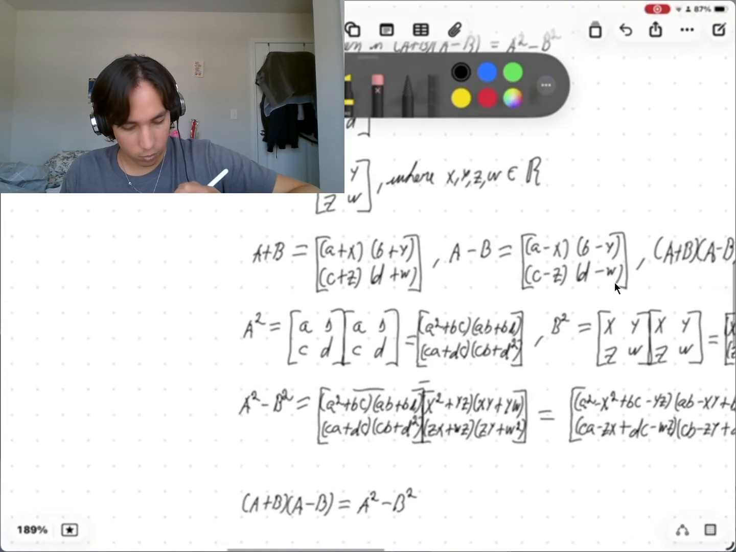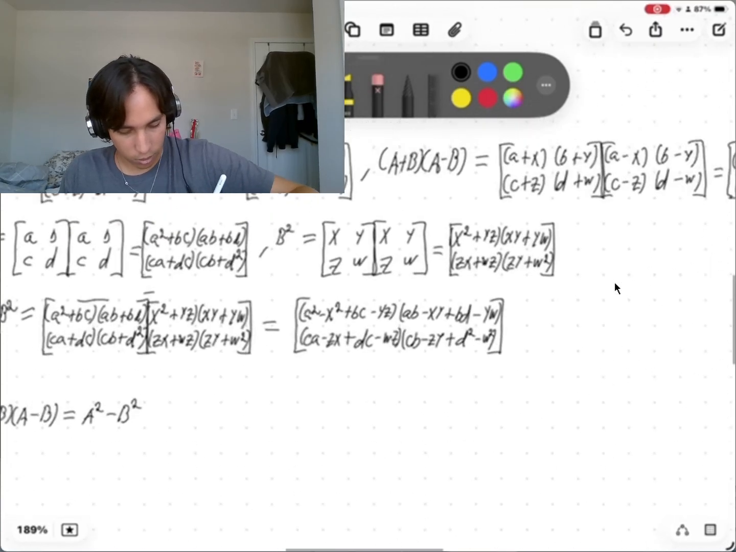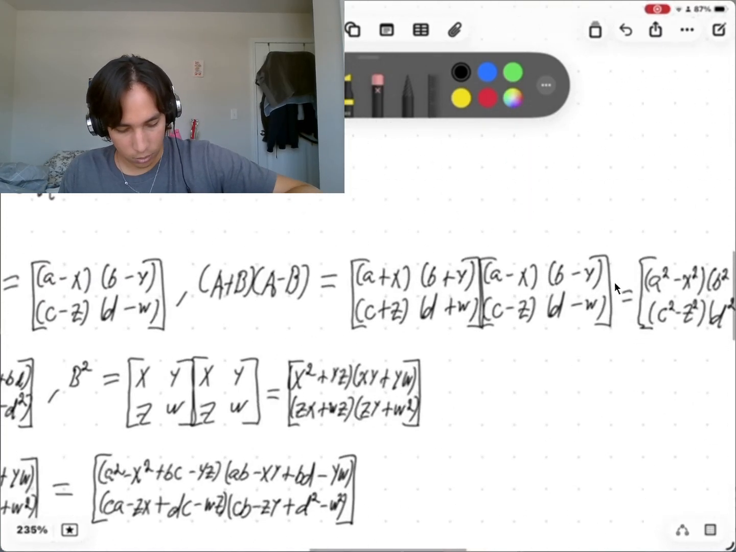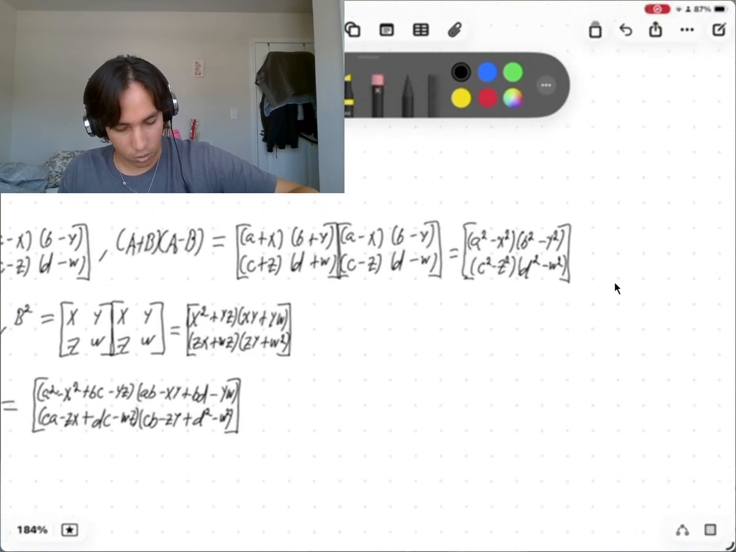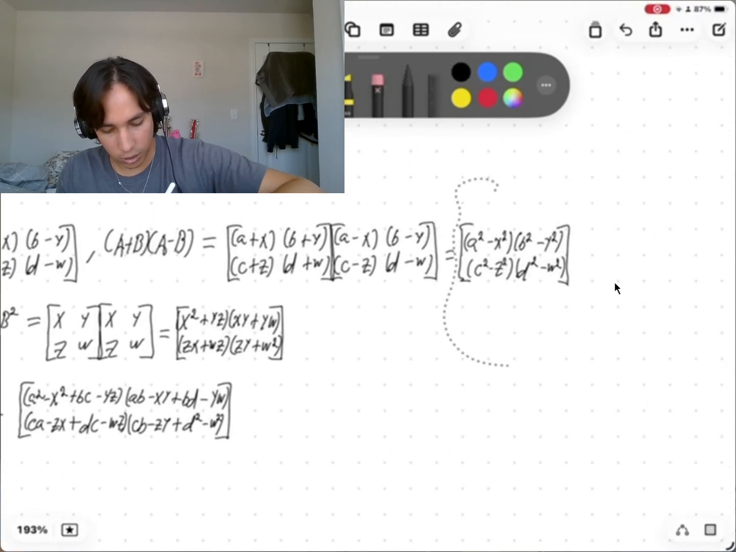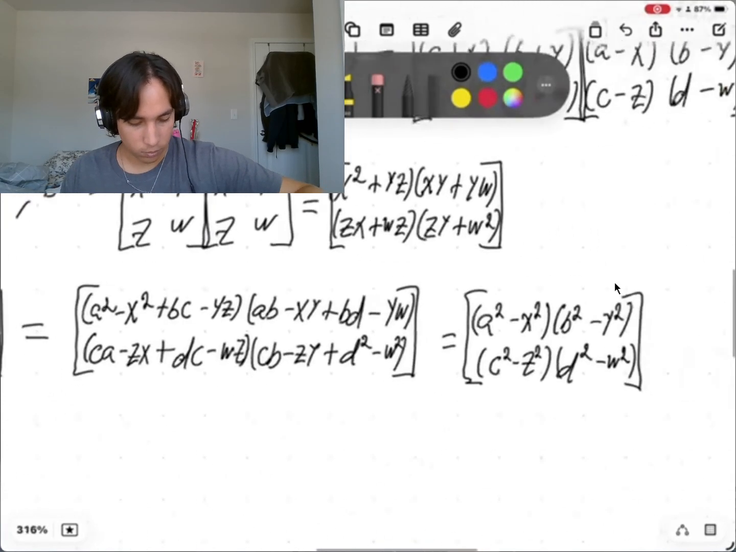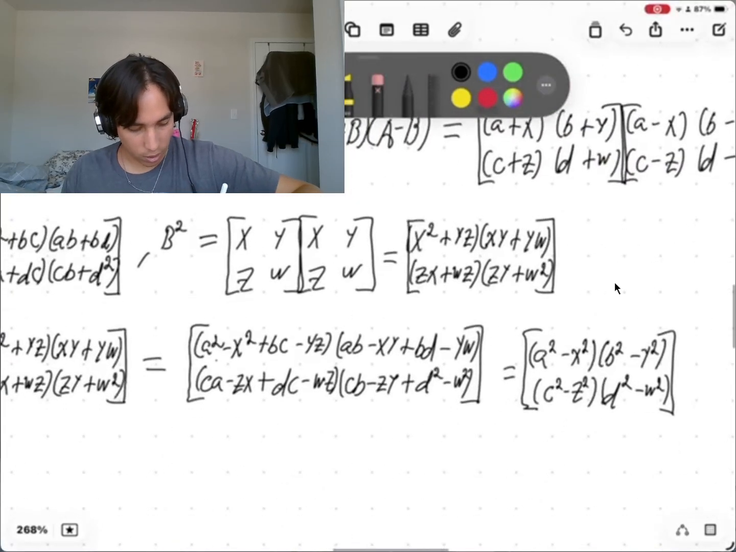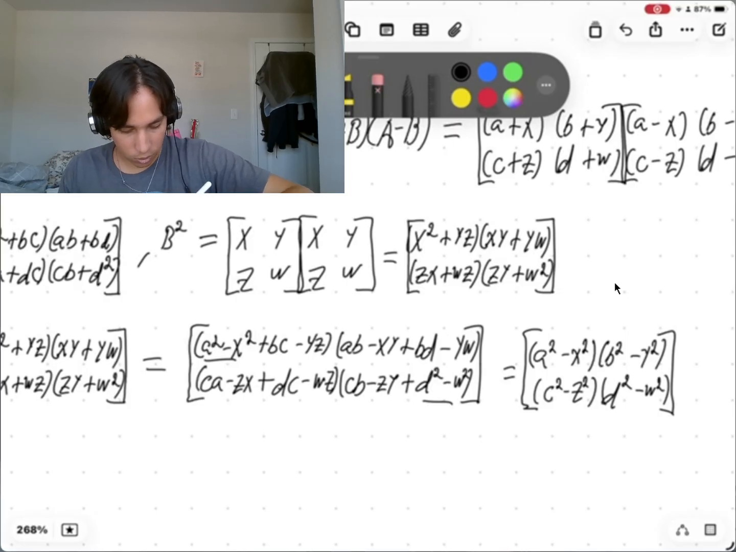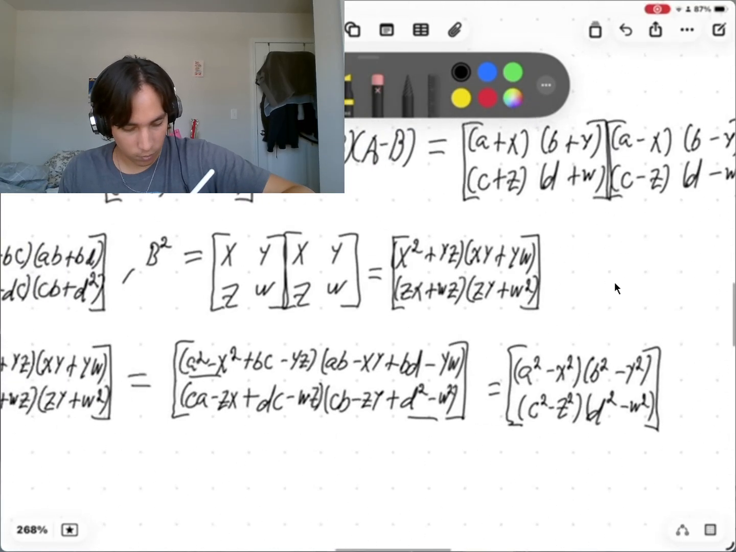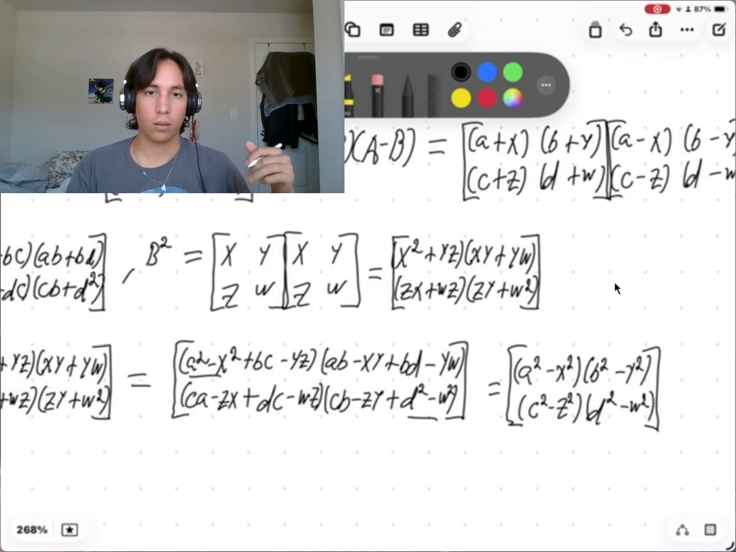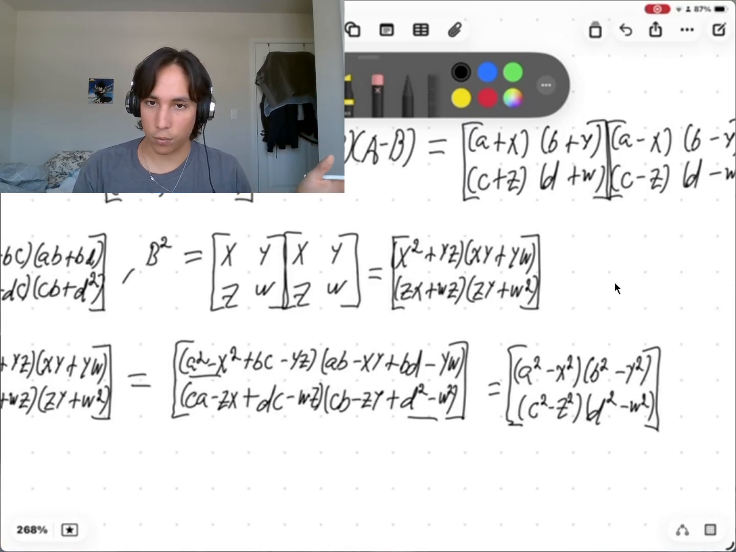So we went from here down to here, and this is what we got. And so when are these two matrices equal, right? You can tell that we got a squared minus x squared here, d squared minus w squared here, right? They're the same. Everything else can be whatever. It has to be zero.